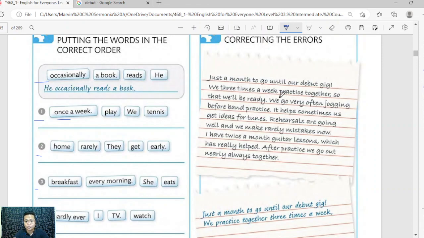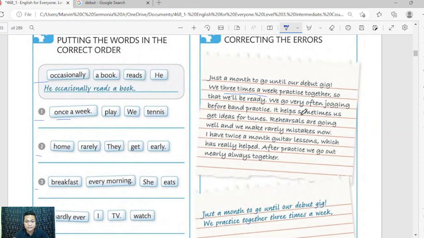Just a month to go until our debut gig. We 3 times a week practice together. So it must be we practice together 3 times a week. Remember that this is a phrase, so it must be located or placed at the end of the expression, so that we'll be ready.